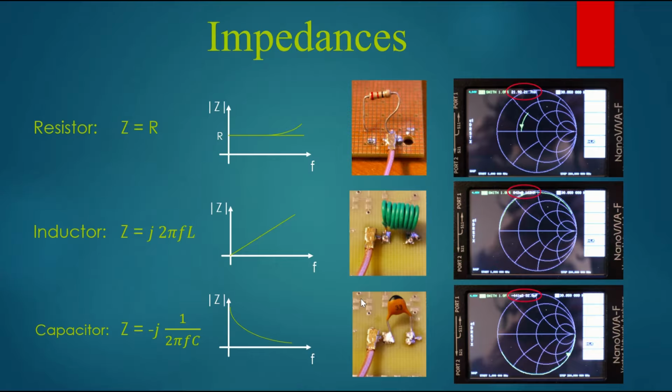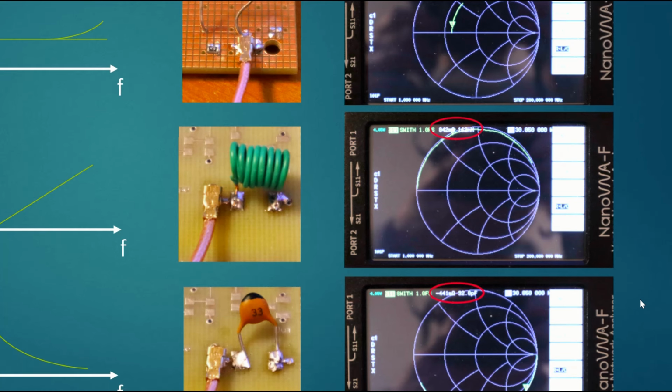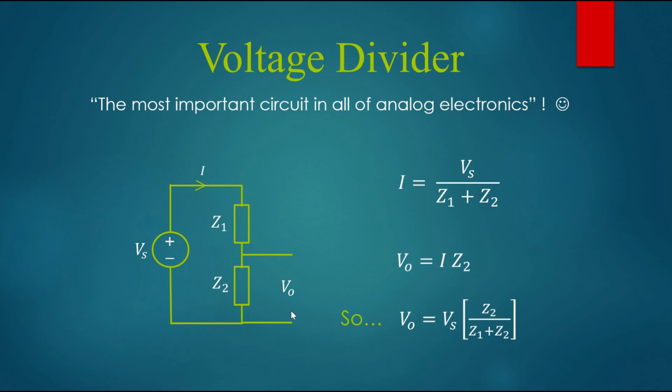Now, just like before, we can look at these things on a Nano VNA and measure them, and I'll refer you to previous videos for that. Inductors have some non-idealities that you'll see in part 2 of this series as well. Capacitors do to a lesser extent. Okay, so with that background, let's talk about the most important circuit in all of analog electronics, according to me.